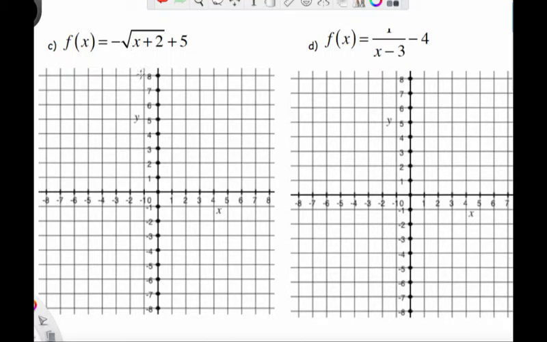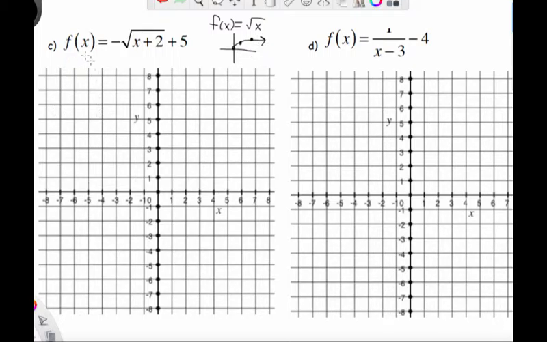All right, so I do see a parent function associated with C, and it looks like it is the square root of x. So if you take away the 2 and you take away the 5 and you take away the negative sign, we've got f of x equal to the square root of x. And that graph, when you normally graph it, goes from 0, 0. It goes over 1, up 1, then over 4, up 2, and looks like that.